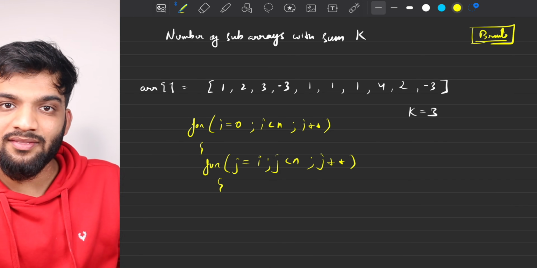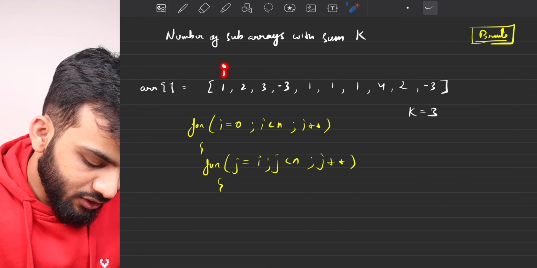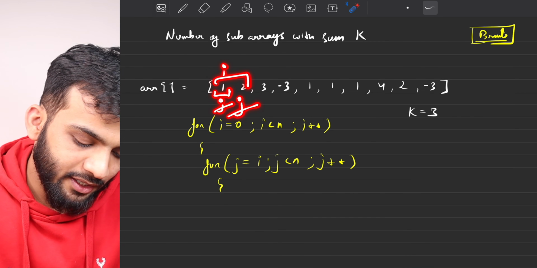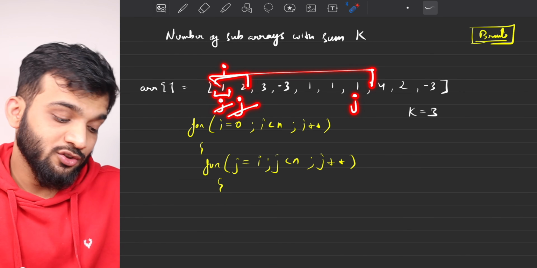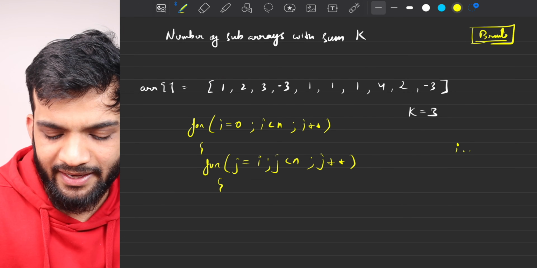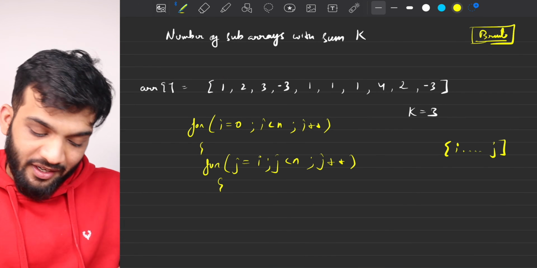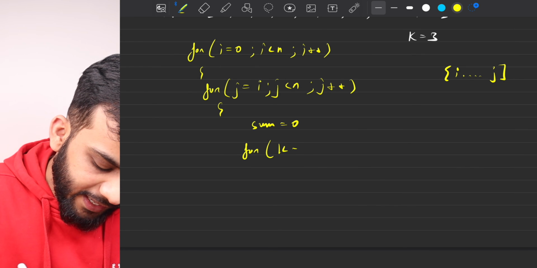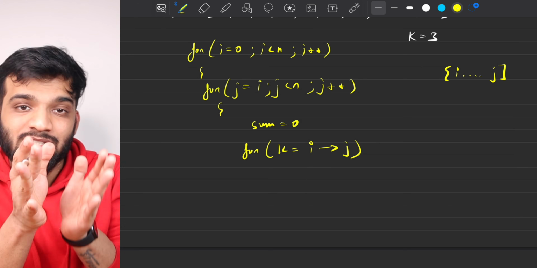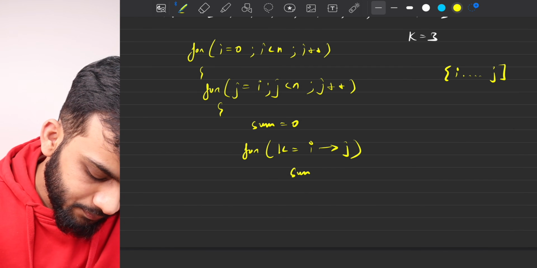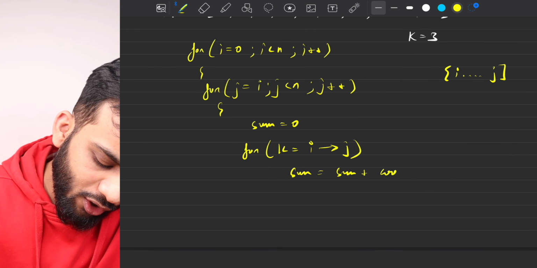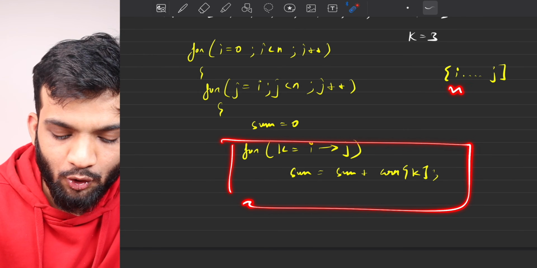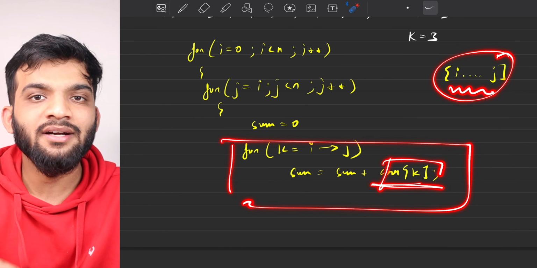So can I say one thing for sure? If i is here, j is here, the subarray is only this much. And if j moves here, the subarray is this. If j moves here, the subarray is this much. So can I surely say that the subarray is from i to j? I definitely can say. So what I'll do is I'll keep the summation as 0 and I'll run a loop k from i to j because I know the subarray is from i to j, and I'll say sum equal to sum plus array of k. Correct? What this particular loop will do is go through the entire subarray and accumulate the sum.